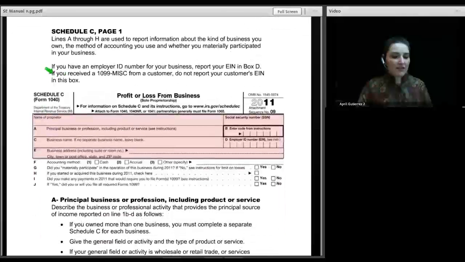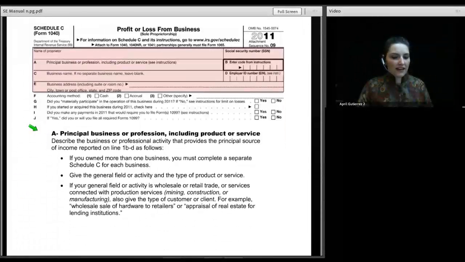And let's begin at the top. Schedule C, page 1. We're going to take a look at this section first. Items A through E, you could say. And on line A, it says, enter the principal business or profession, including the product or service. It also has the name of the proprietor, of course, just above it.